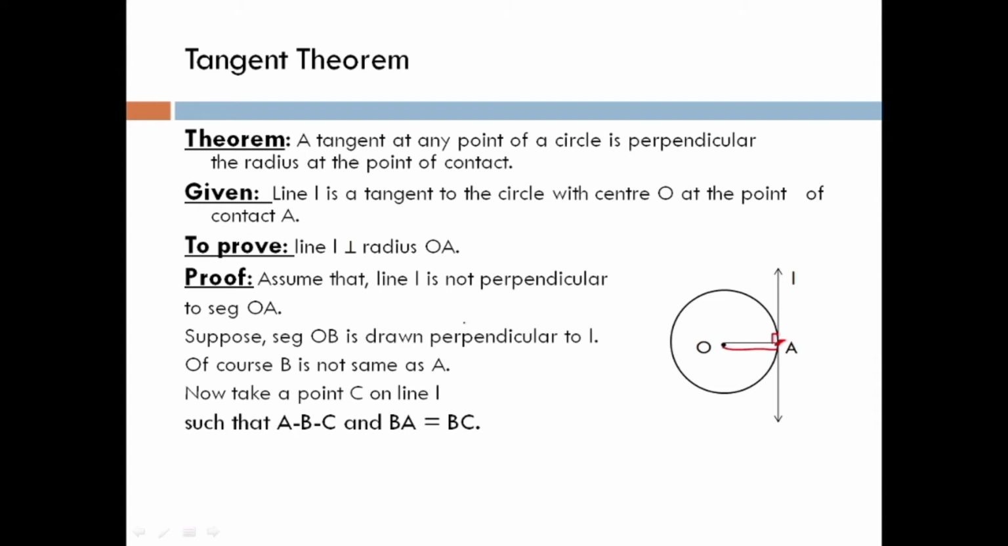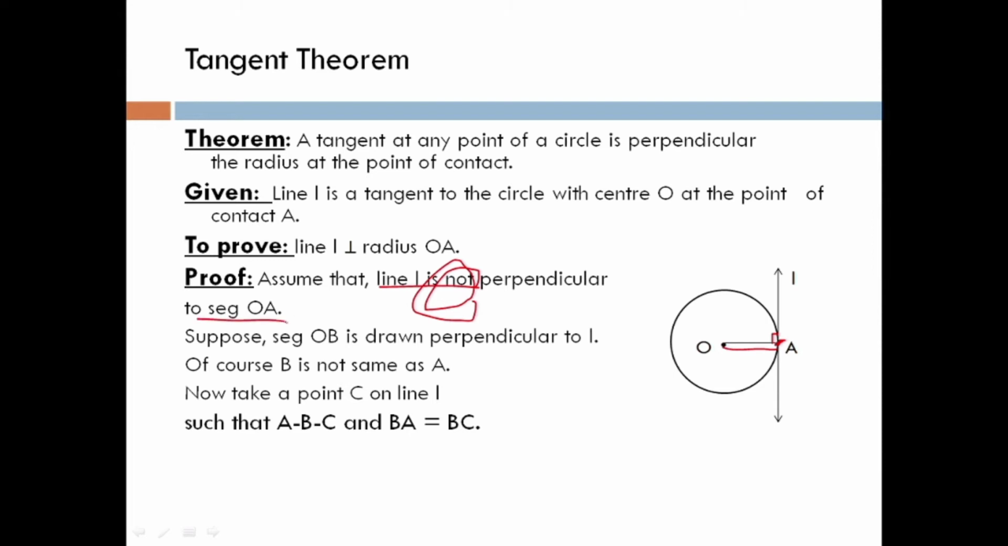Right? To prove: the line L is perpendicular to the radius OA. This is what we have to prove. For proving this, we need to do some assumptions and construction. The first thing we have to assume is that line L is not perpendicular. Remember this thing, not perpendicular to the segment OA.